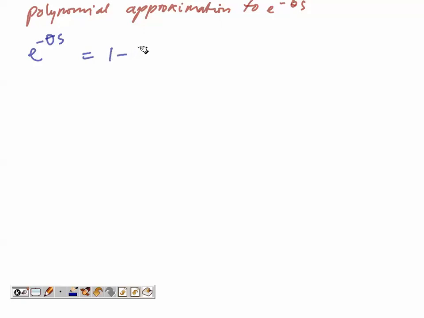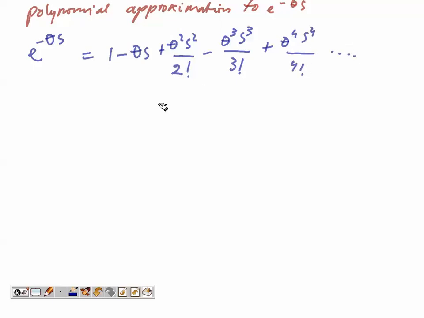The first case is using the Taylor series, based on the Taylor series expansion. e^(-theta s) is equal to 1 minus theta s plus theta squared s squared over 2 factorial minus theta cubed s cubed over 3 factorial plus, and so on. So this is the Taylor series expansion.